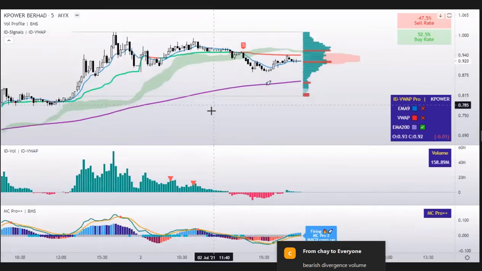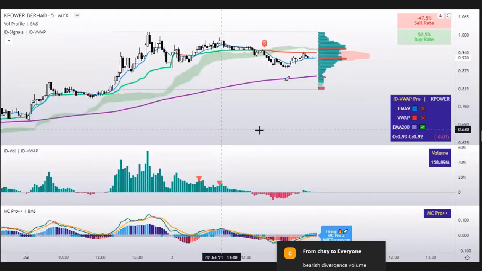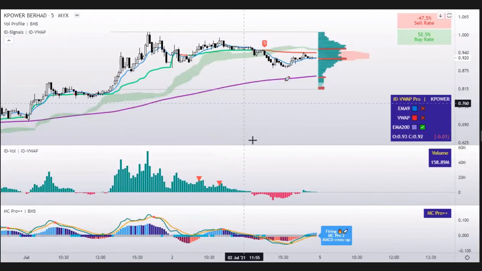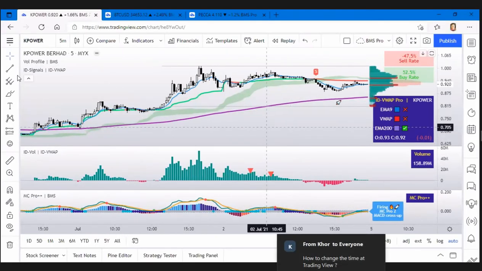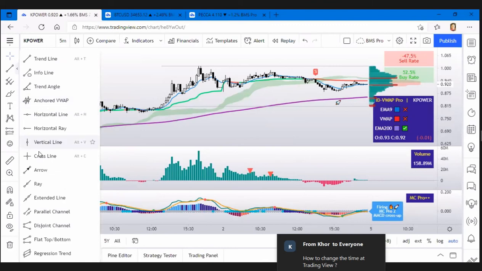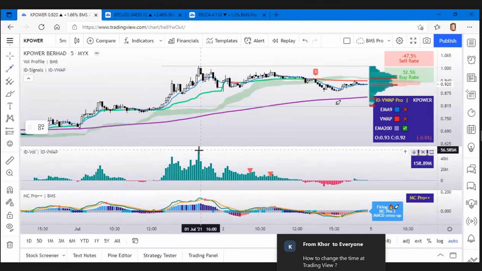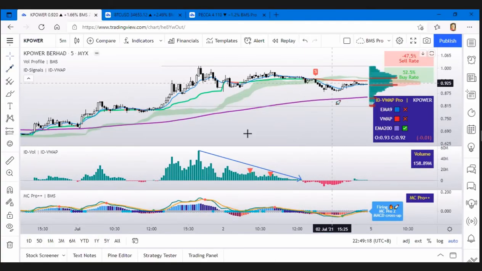And also bearish divergence. This one, Sifu Chai reminded me. Okay, you look at the volume. The volume is a bit special because it has a bearish divergence. From this top here, until here, we can see two red triangles pointing downwards.